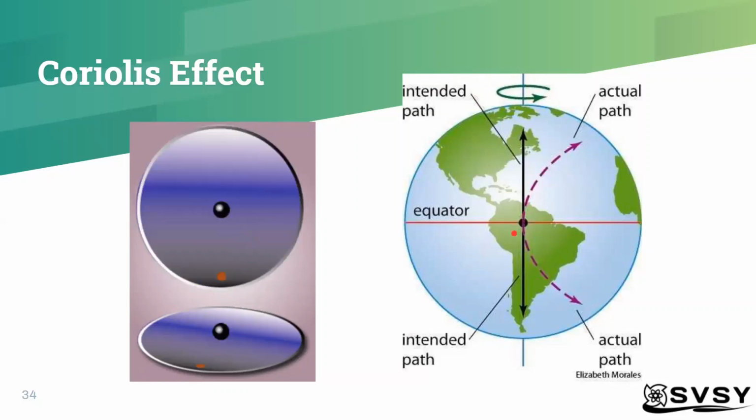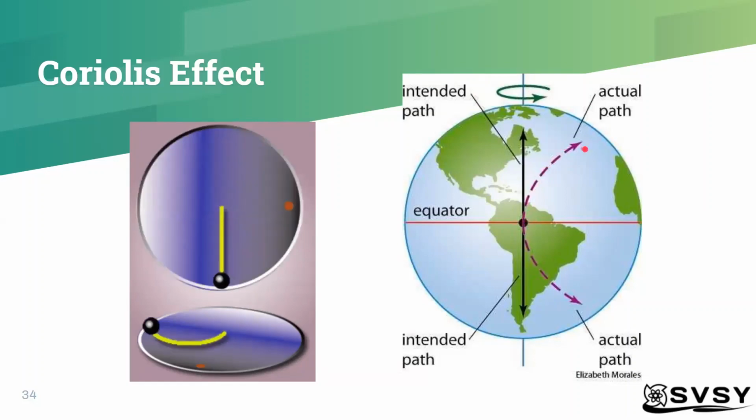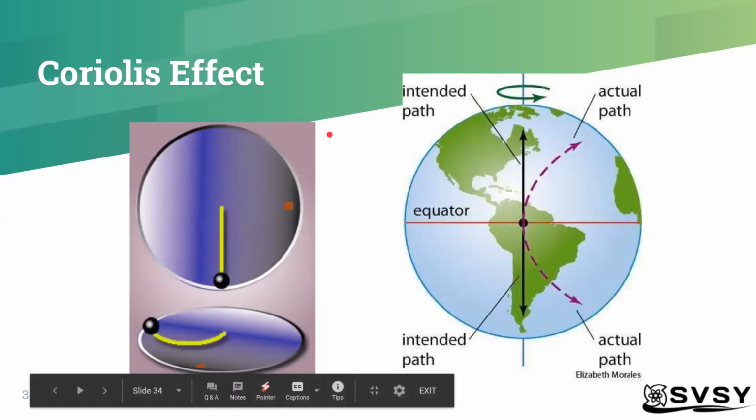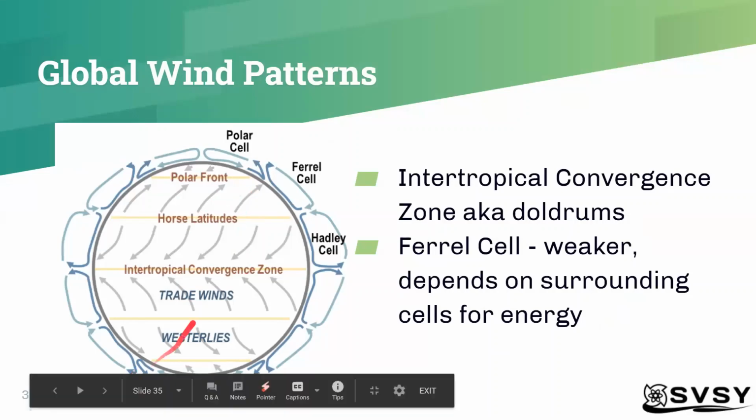And so in the Northern Hemisphere, the Coriolis effect makes the wind curve to the right, or clockwise, while in the Southern Hemisphere, the wind curves to the left, or counterclockwise. And this is just the global wind patterns. You can see in these curved lines, this demonstrates the Coriolis effect. In the Northern Hemisphere, it goes clockwise if you follow these two. And in the Southern Hemisphere, it goes counterclockwise if you follow these.